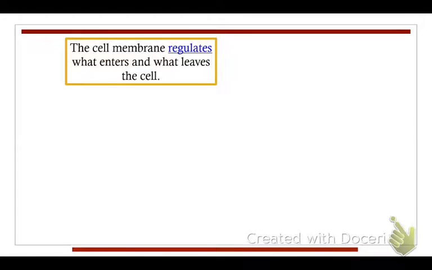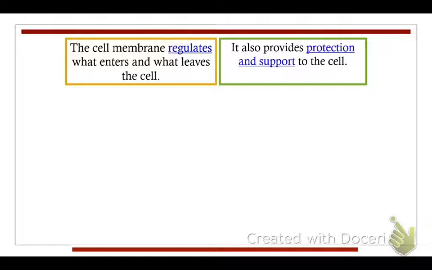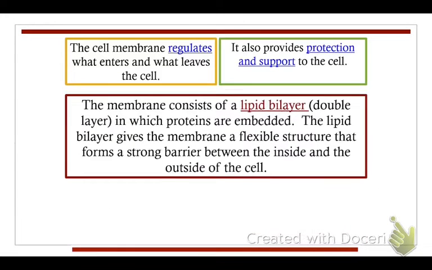All right, so the cell membrane, what is its function? The function is to regulate what enters and leaves the cell. It also provides protection and support to the cell. And the membrane is made of a lipid bilayer, meaning double layer, in which proteins are embedded. The lipid bilayer gives the membrane a flexible structure so it can move, right? It's not brittle, it doesn't just crack open, and it forms a strong barrier between the inside and outside of the cell. Kind of like your skin is for you, right?